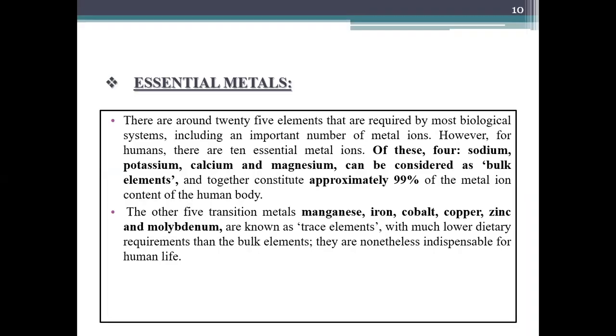Essential metals. There are around 25 elements that are required by biological systems, including an important number of metal ions. However, for humans, there are 10 essential metal ions. Out of these, four, sodium, potassium, calcium, and magnesium, can be considered bulk elements and together constitute approximately 99% of the metal ion content of a human body. The other transition metals, manganese, iron, cobalt, copper, zinc, and molybdenum, are known as trace elements with much lower dietary requirements than the bulk elements. They are nonetheless indispensable for human life.